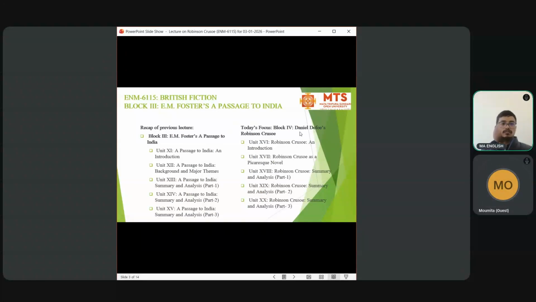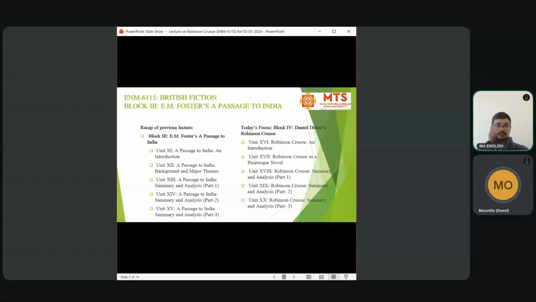Okay, so now next, here you see on the left side the recap of the previous lecture, and on the other side you see today's focus. That is Block 4, Daniel Defoe, Robinson Crusoe. So in the previous class, what have we discussed about E. M. Forster's A Passage to India? We discussed British colonial rule in India and also the complex relationship between the British and Indians. So the novel focuses on misunderstanding, racial tensions, and the failure of friendship under colonial conditions. I think I have already discussed this.